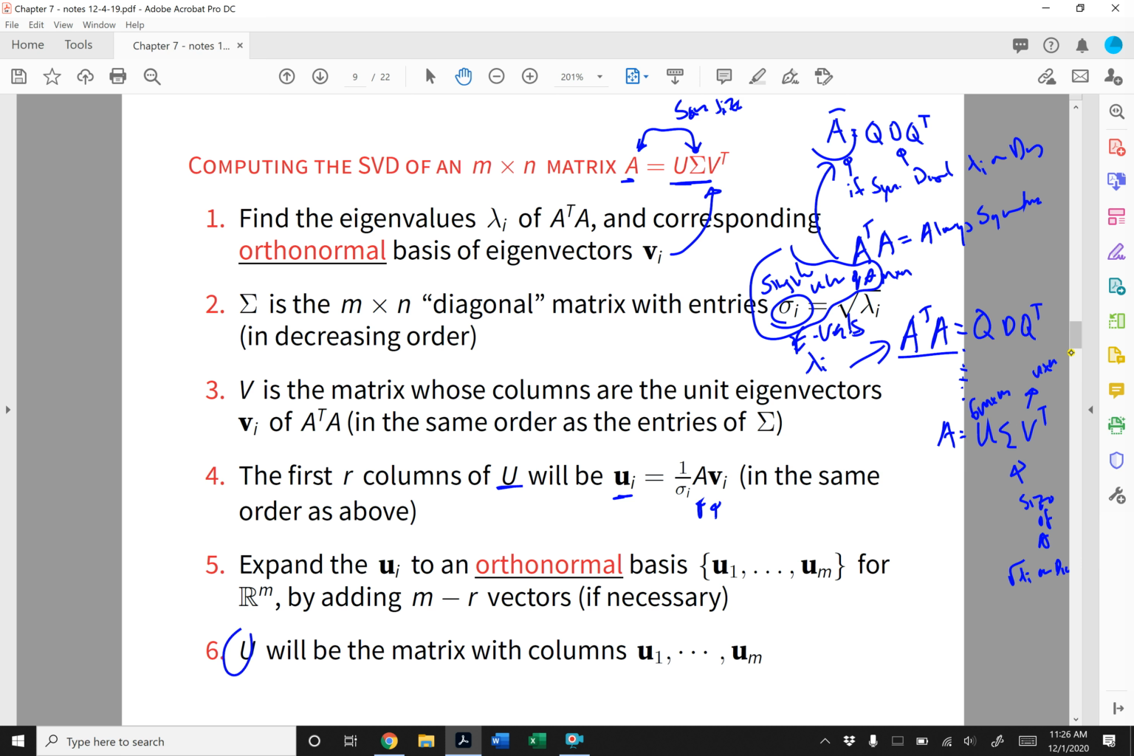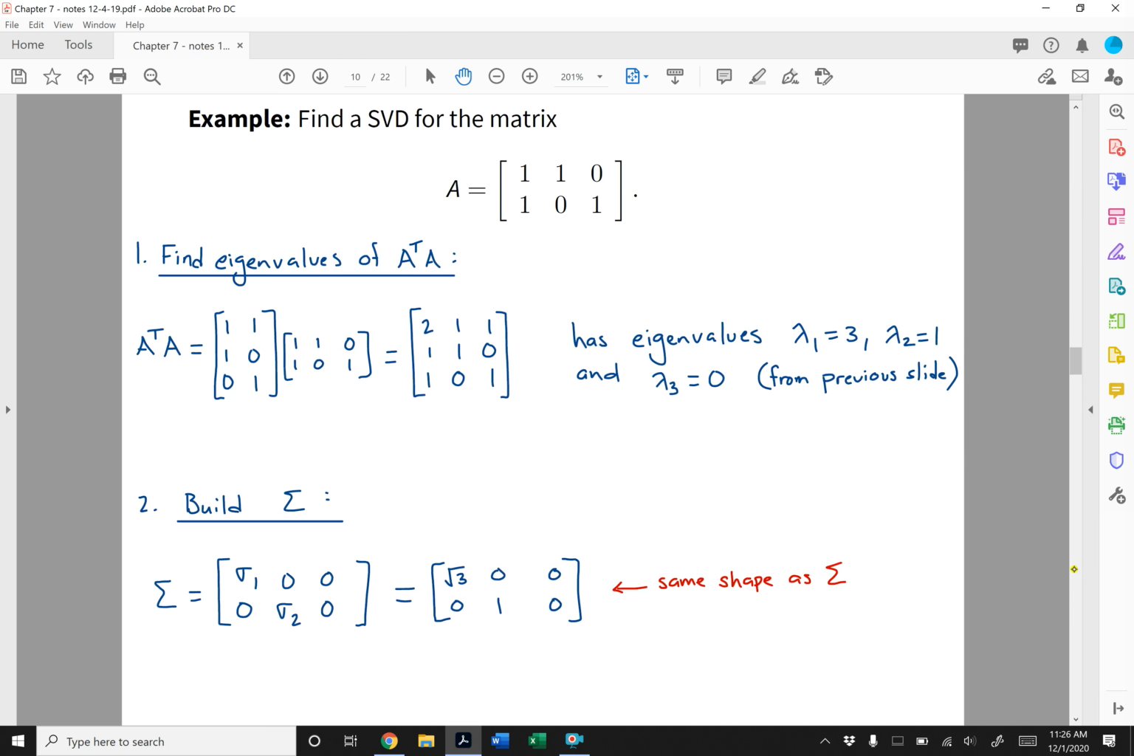Okay, so let's do an example. Here's a simple matrix. We want the singular value decomposition. The first thing we need to do is find A transpose A. So we multiply that out.